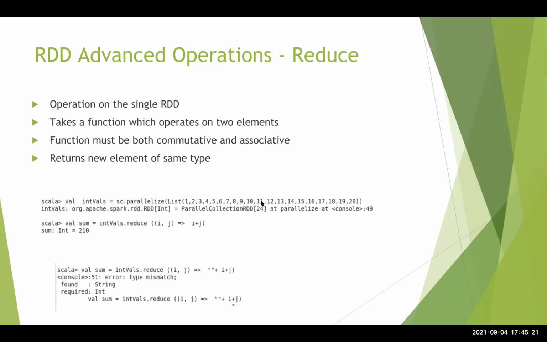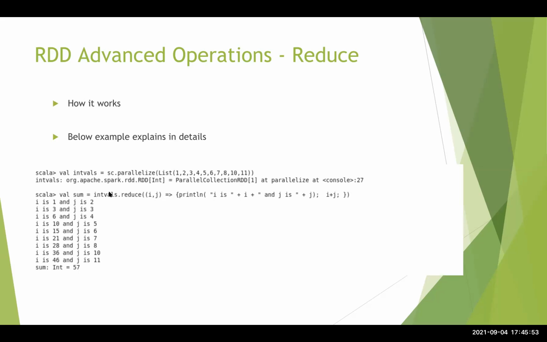So I'm parallelizing some data, some numbers from 1 to 20. And I reduce it. What I do is I take 2 parameters, i and j, and this is the function which I'm giving. This function is both commutative and associative. So all it does is it takes 1 and 2 first, sums them up, then it becomes 3. Then it takes 3 plus 3, which becomes 6. Then it takes 6 plus 4, then 10. It takes that 10 plus 5. So that's how it does. It reduces it and you get the sum as 210.